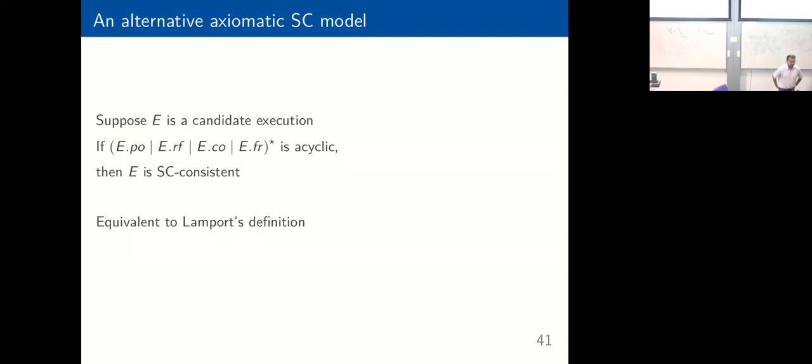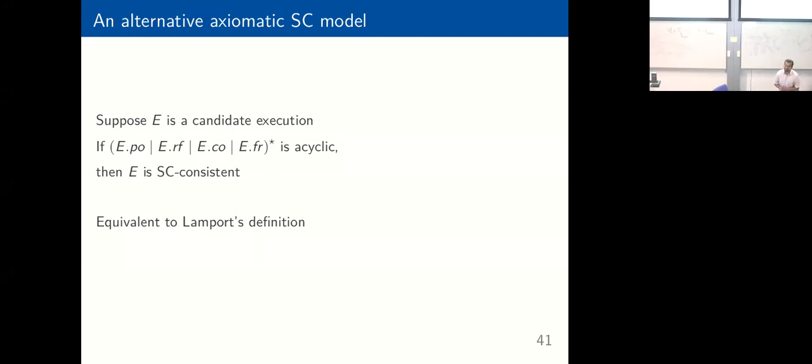And what Shasha and Snir were looking at was, well, that's kind of computationally intensive. If you have n events, finding which of those n factorial linear orders might actually do the trick would be difficult. And they tried to characterize what it is that they needed. And it turns out these were the constraints that were needed.